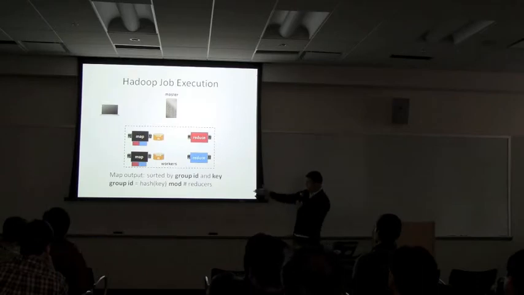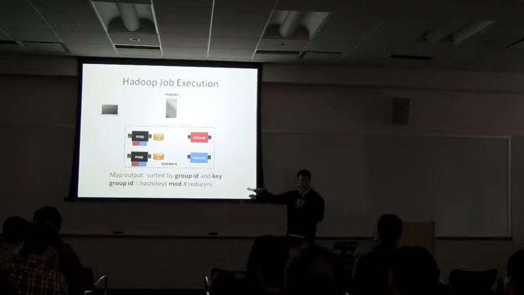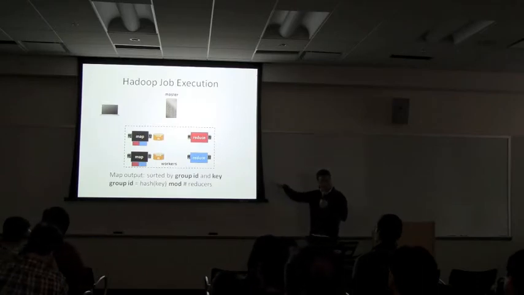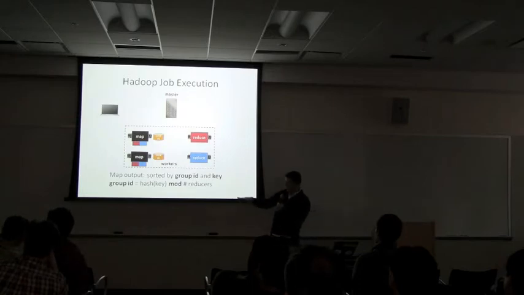And they will produce their output. Now their output is going to be sorted first by group ID and then by key. And group ID is determined by taking the hash of the key, that key portion of the map output, and modding it by the number of reduces.